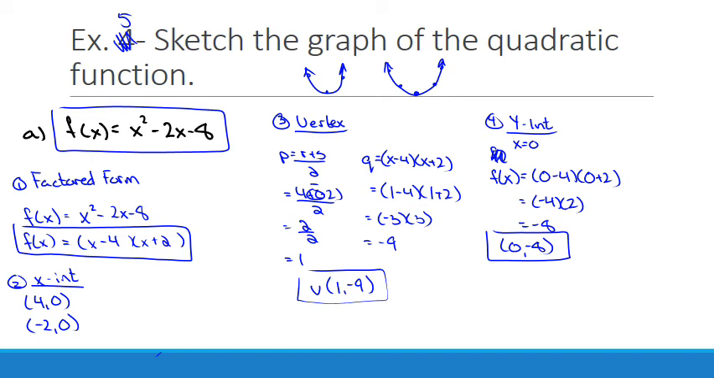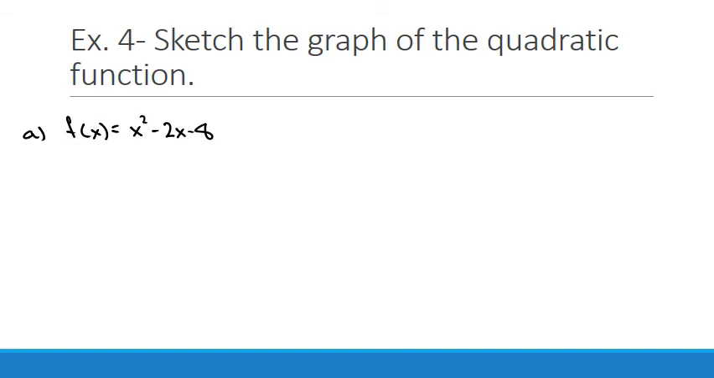All right, so I've got all that information written down. I get some more room here, and now we can actually just sketch this. Let's write down my points just so I remember them, everybody. The x-intercept is (4, 0). The other x-intercept is (-2, 0). My vertex was (1, -9). My y-intercept was (0, -8).